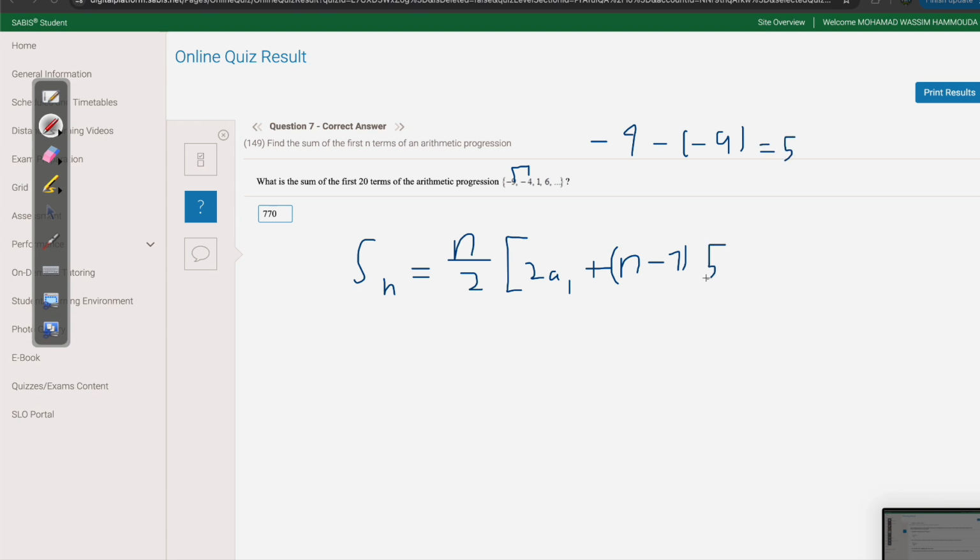So we're gonna substitute n by 20, right? So as they said, the first 20 terms, and a1 is negative 9. Plug this into the calculator. You are going to get 770.